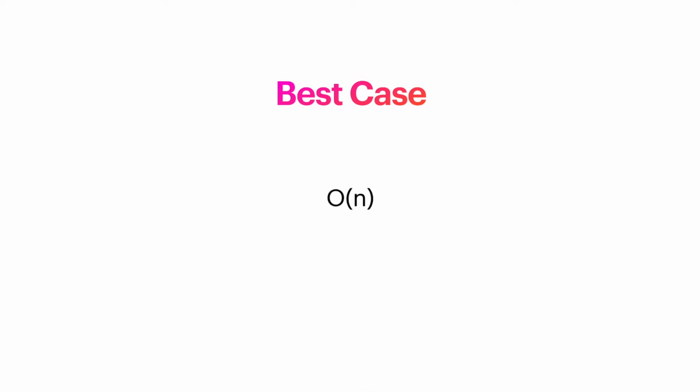Okay, so now let's check out the time complexity of insertion sort. So the best case will be when the list provided is already sorted. But even in that case, insertion sort will run the outer loop once and so it will make n comparisons, and hence the time complexity in the best case will be big O of n.